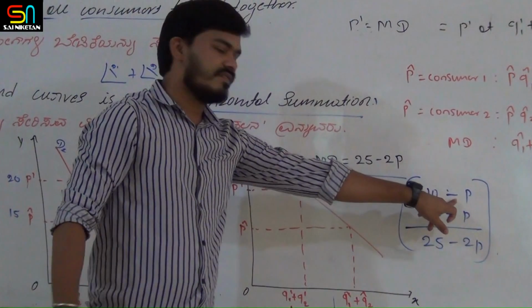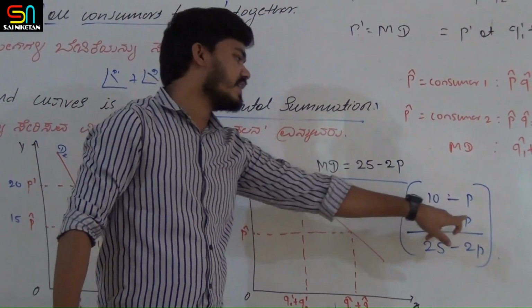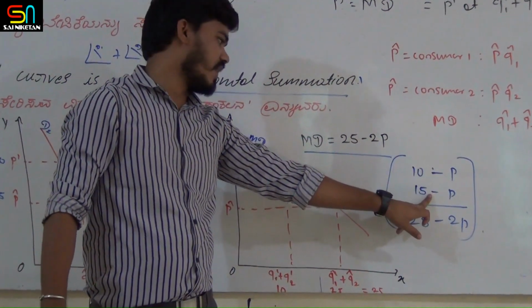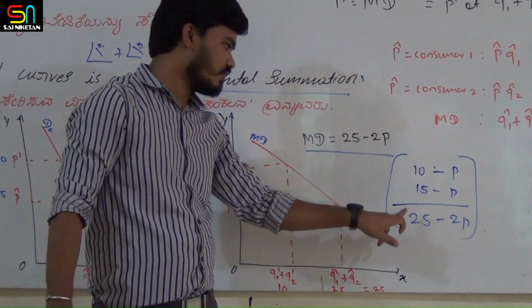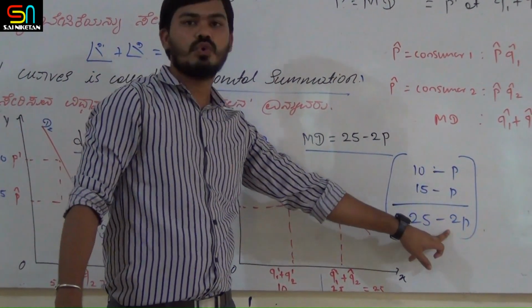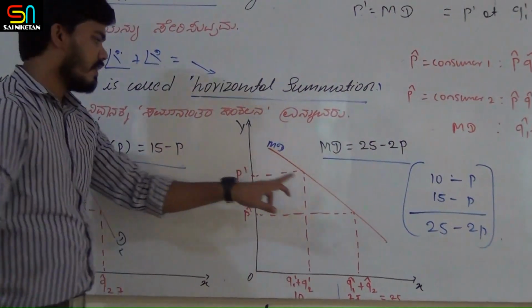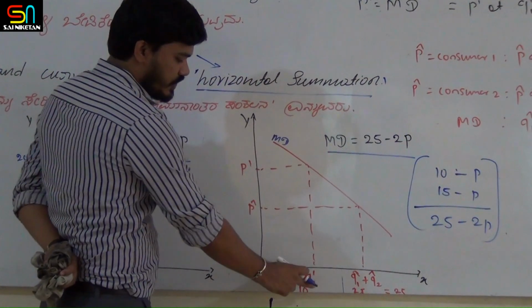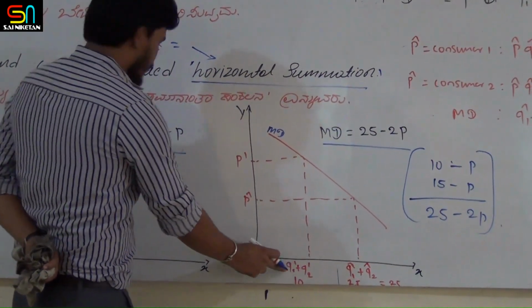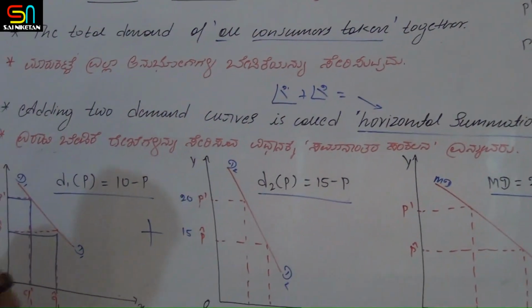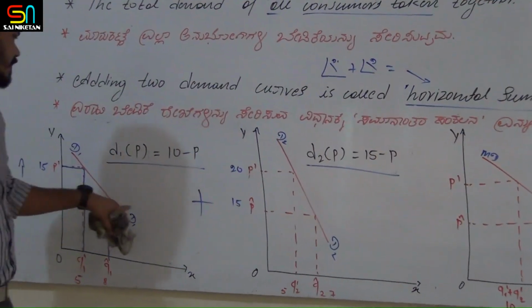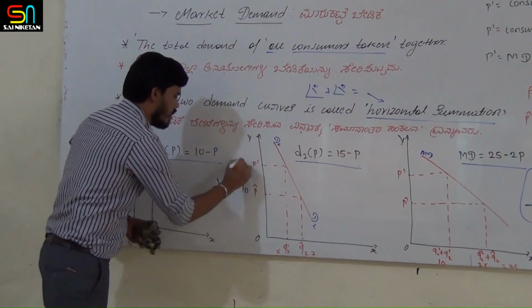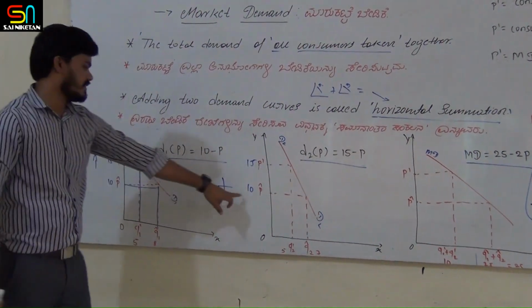10 minus P is the first demand curve, 15 minus P is the second demand curve. Adding them, 10 plus 15 is 25, and minus P minus P is minus 2P. That is called your market demand curve. So market demand is Q1 dash plus Q2 dash. For the particular price, how much is demanded?